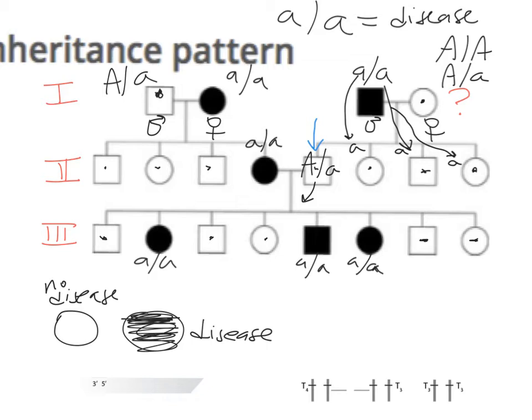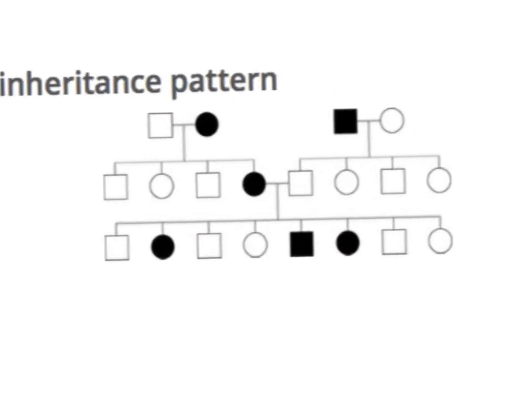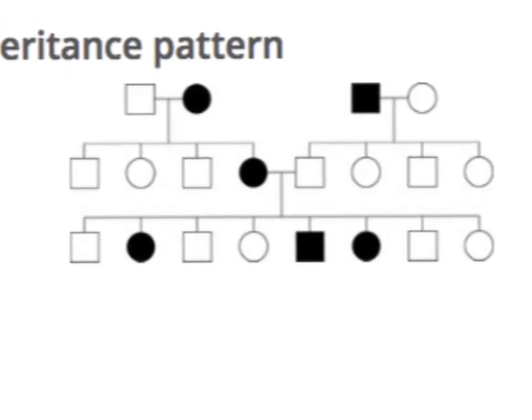Could it be dominant? Let me load that up again, a fresh copy this time. So could this be a dominant inheritance pattern? What's wrong with this being dominant? More affected individuals in that family. So 3 generations. It's present in every generation. That's what we expect of a dominant inheritance pattern.